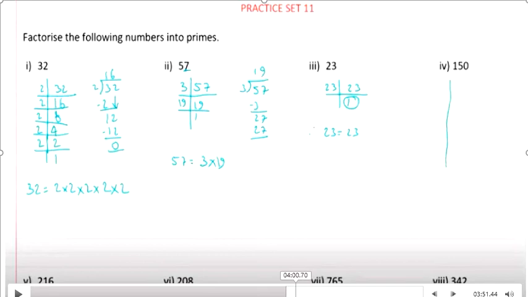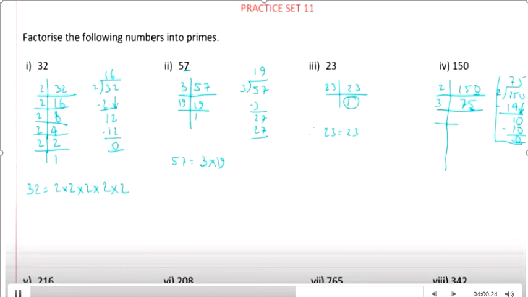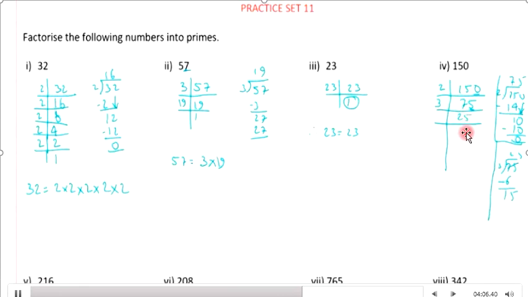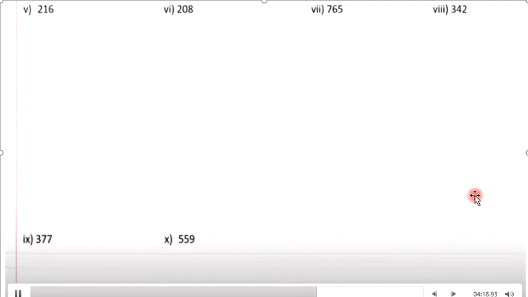Come to the next sum. 150 is what we have. When you divide by 2, you get 75. 2 seventy-fives are 150. Divide this further by 3. 3 twenty-fives are 75. 5 fives are 25 and 5 ones are 5. So the factors of 150 are 2 into 3 into 5 into 5.